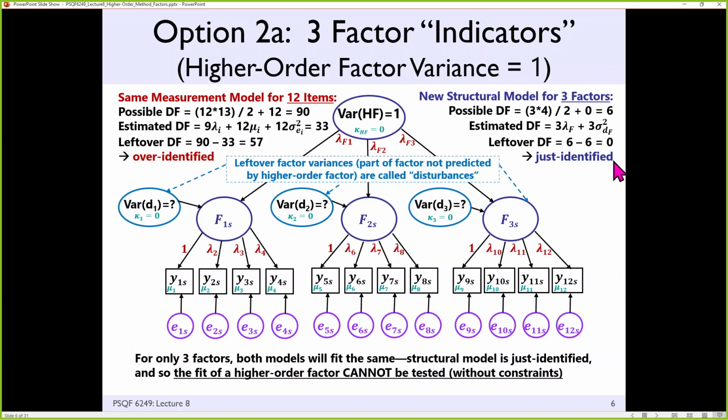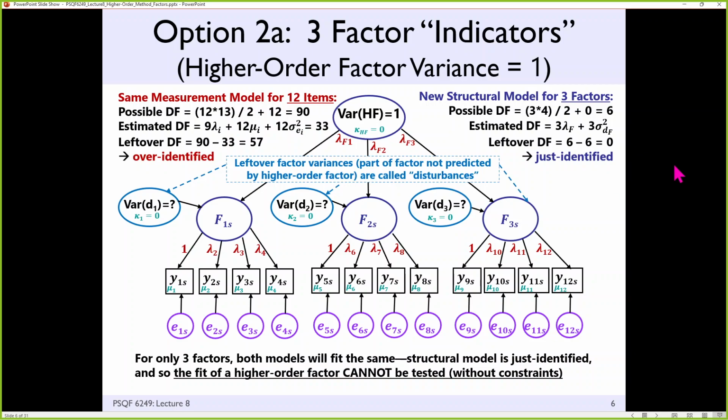So is this right? Can I say for 3 lower order factors that they are indicators of a higher order factor? Can I make that statement? What do you think? If I have 3 lower order factors and I fit a higher order factor like this, such that the structural model is just identified, do I have evidence that my lower order factors are consistent with the higher order factor? Say no? Why not?